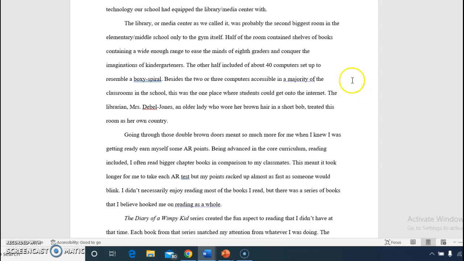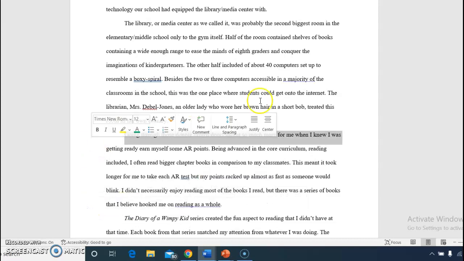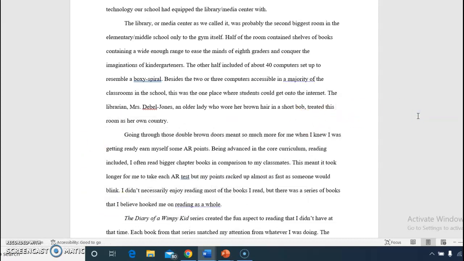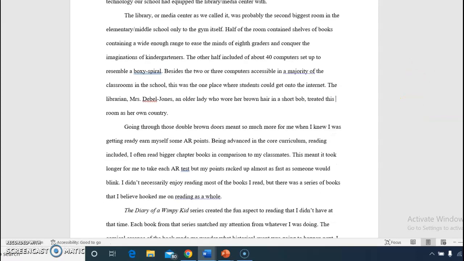Then they go into the Library Media Center, and this whole section right here is leading up to where they're introduced to the Diary of a Wimpy Kid series, which is an awesome, awesome series. So I like how they start with that description of the library. Could they have been a little bit more specific? Potentially, but overall it's not poorly done.